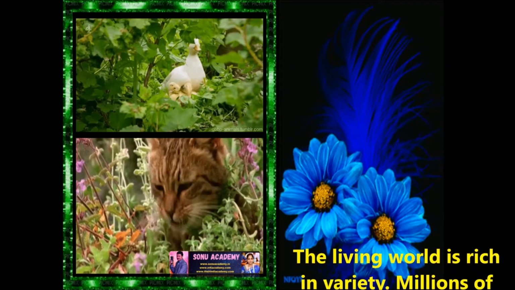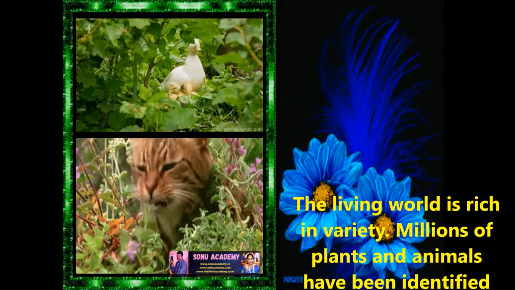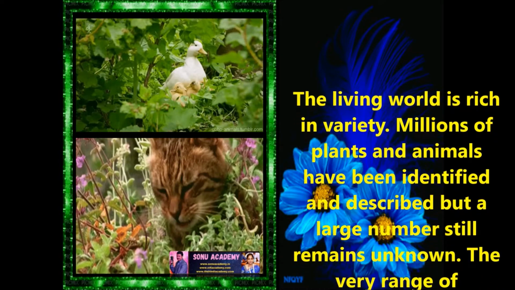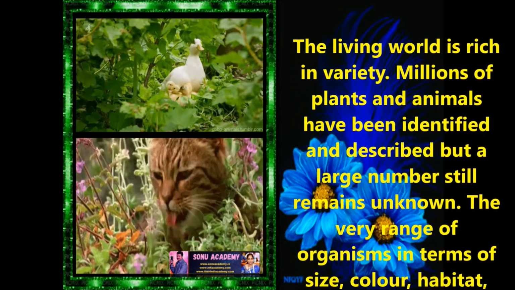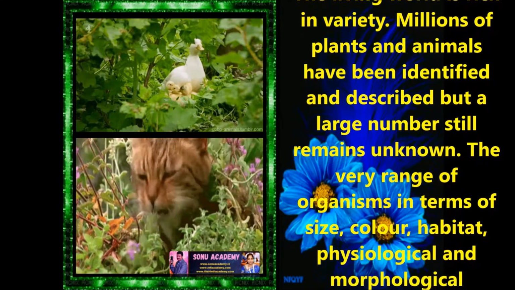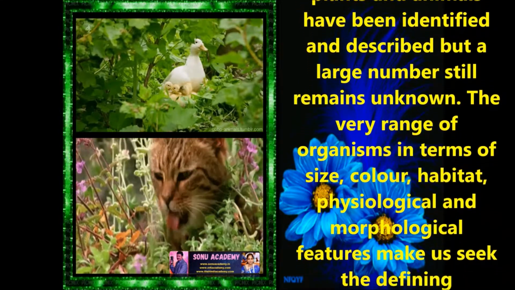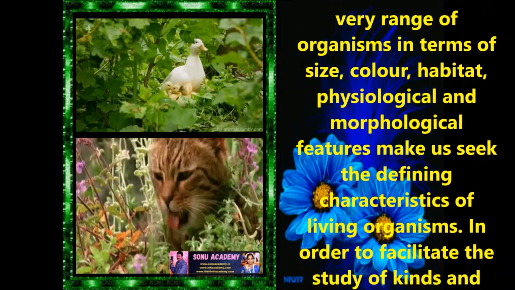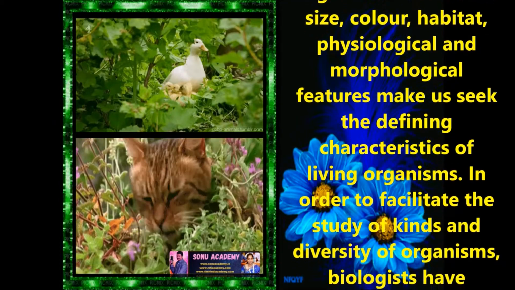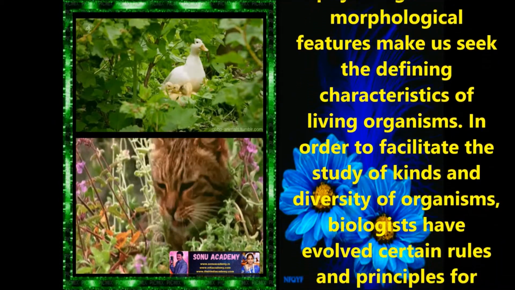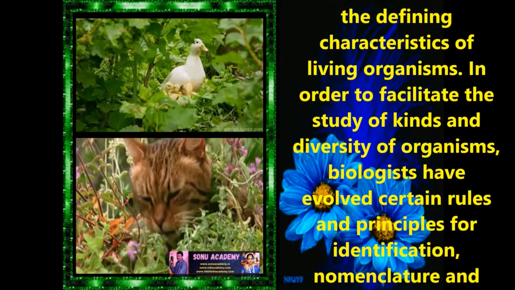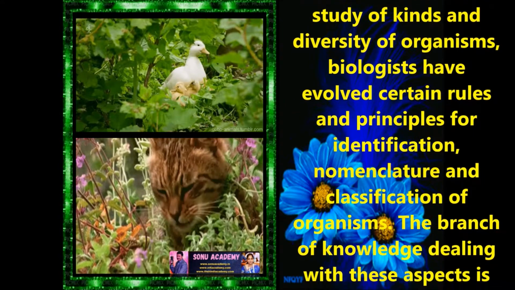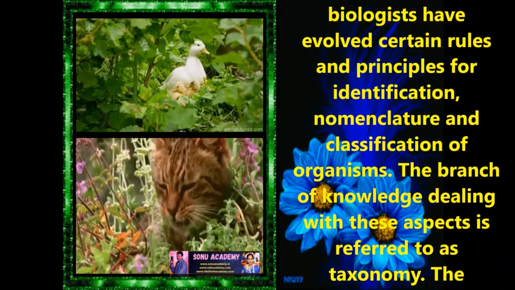Now let us summarize. The living world is rich in variety. Millions of plants and animals have been identified and described, but a large number still remains unknown. The very range of organisms in terms of size, color, habitat, physiological and morphological features makes us seek the defining characteristics of living organisms. In order to facilitate the study of kinds and diversity of organisms, biologists have evolved certain rules and principles for identification, nomenclature, and classification of organisms. The branch of knowledge dealing with these aspects is referred to as taxonomy.